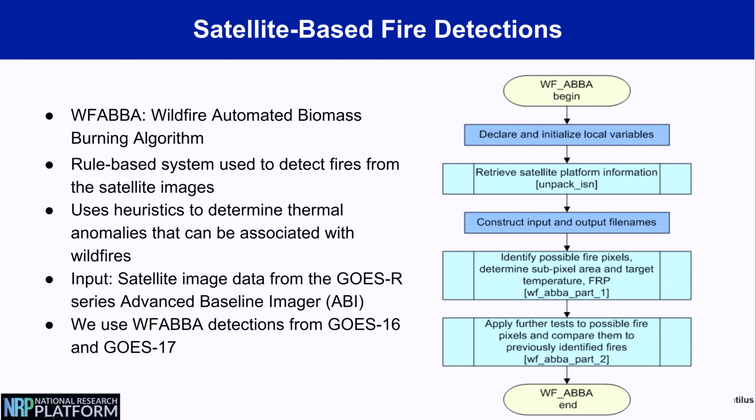So the input image data that WFABBA uses comes from the GOES satellites. GOES satellites are developed and operated by NOAA, and they're used for weather monitoring and weather forecasting. And for our analysis, we use WFABBA detections from satellite imagery from GOES 16 and GOES 17 specifically because those cover California.